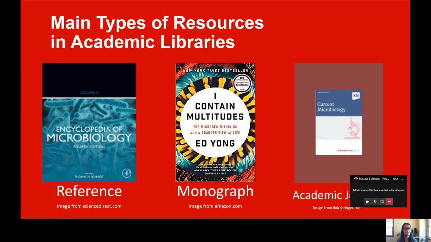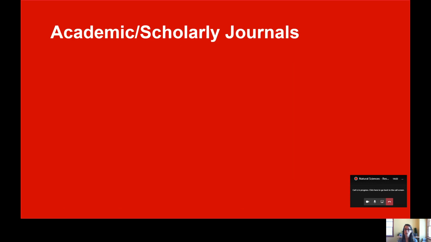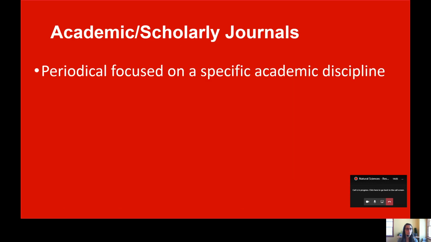And then next is an academic journal. We're going to talk about this in a little bit more detail because this is the type of resource that you're going to be using when pulling together your literature review. So what are academic or scholarly journals? First, they are periodicals focused on a specific academic discipline. You have used periodicals in the past. Magazines are periodicals, newspapers are periodicals. They're anything that is published periodically to provide regular updates to a particular audience, essentially.